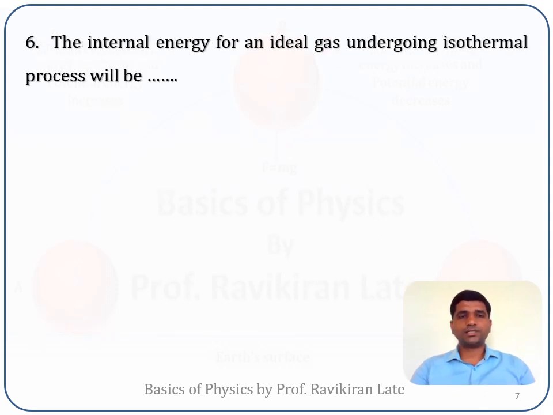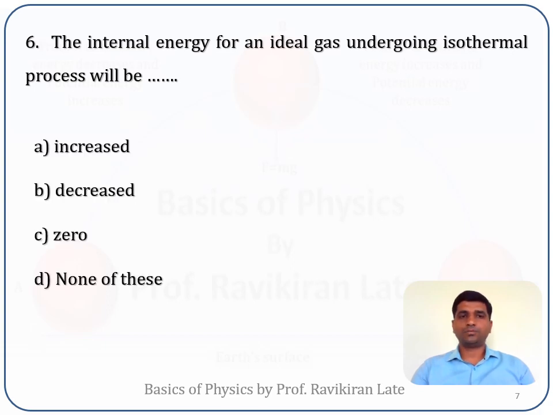Now the next question is, the internal energy for an ideal gas undergoing an isothermal process will be: the options given are increase, decrease, zero, none of these. All of us know that internal energy is a function of temperature, and for an isothermal process, the temperature of the system remains constant.